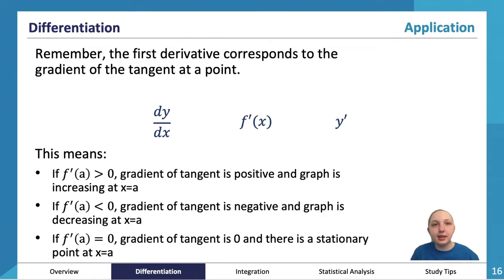So those are the three big things to remember about your first derivative. I think it's fairly self-explanatory: if your first derivative is positive, then the gradient of the tangent is positive and the graph is going to be increasing. If it's negative, the gradient of the tangent is going to be negative and your graph will be decreasing. And if you've got f dash a, or whatever your point is, equal to 0, your gradient of your tangent is equal to 0, and therefore you're going to have a stationary point because it's neither increasing nor decreasing. So yeah, fairly self-explanatory, I think.